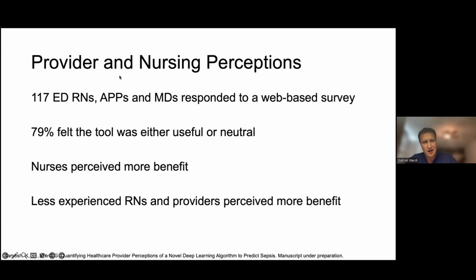We then assessed our nurses and our doctors about how they felt about this. We found that about 80% of nurses and doctors felt the tool was either useful or had a neutral feeling about it. Our nurses tended to see more benefit. And when we broke it down by age of the provider and nurse, it seemed like the younger generations were more excited about the best practice advisory and the use of this. There are probably multiple reasons why that occurs, but we did not probe any further there.